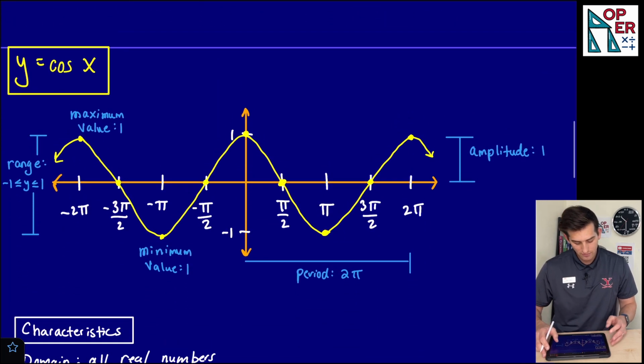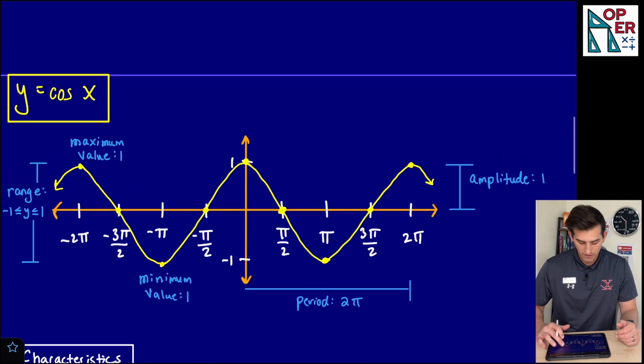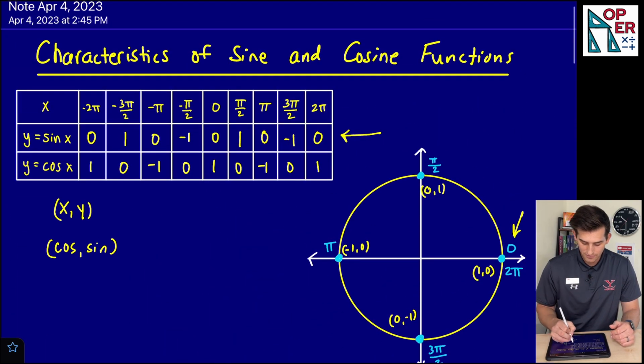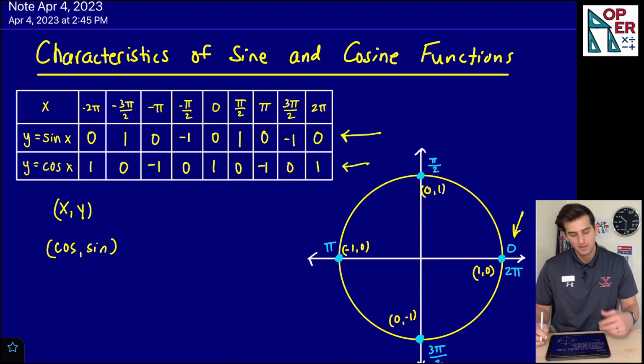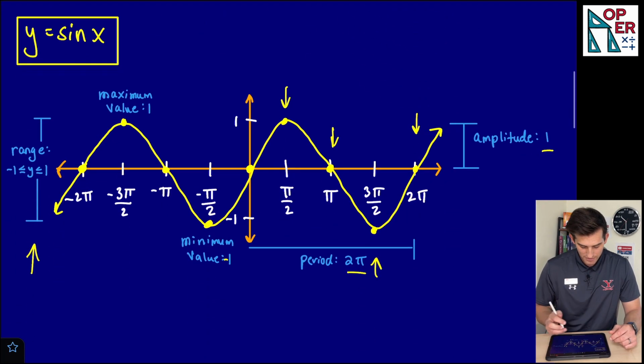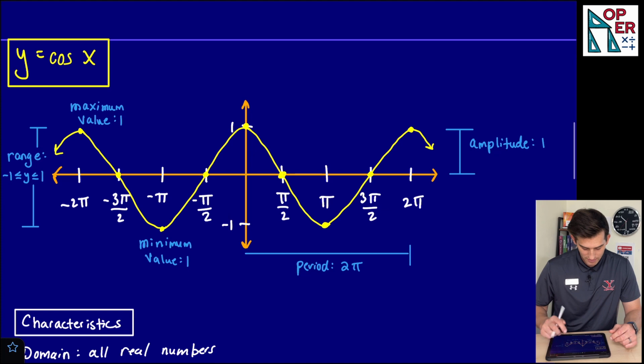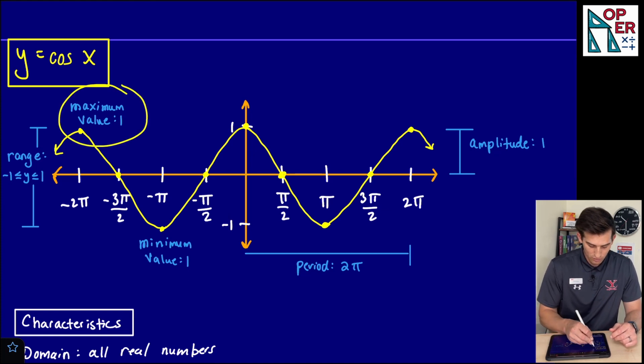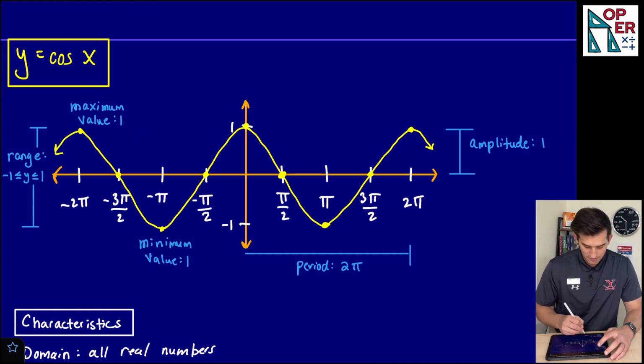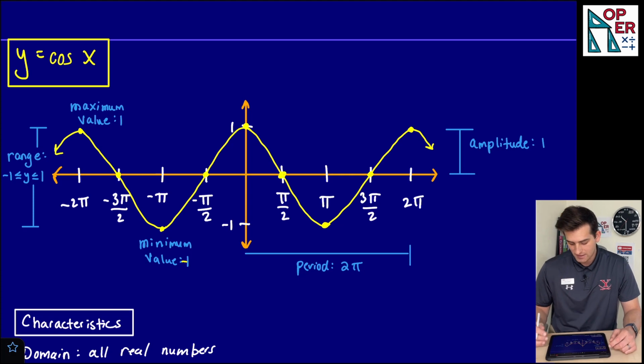So now cosine, we still have the same range, negative 1 to 1, because if we go back and look at our table of values, our lowest value would be negative 1, and our highest value would be positive 1. So now we see, go back to cosine, maximum is 1, minimum is, once again, negative 1. Still have the same amplitude and we have the same period.